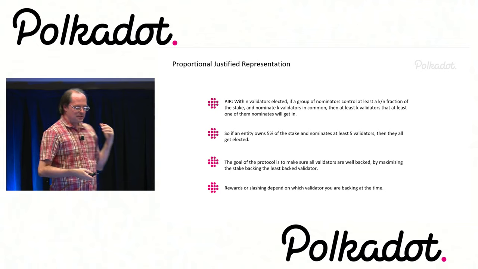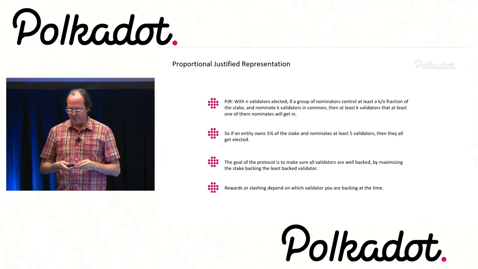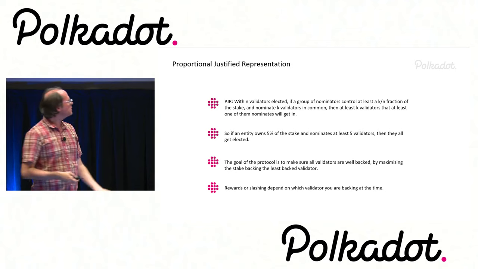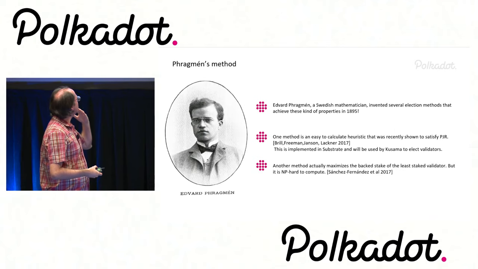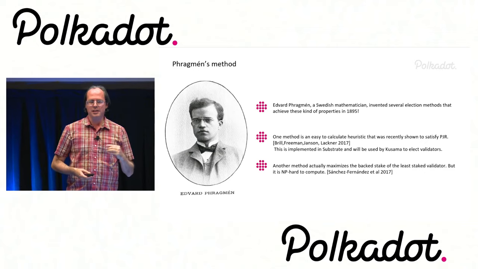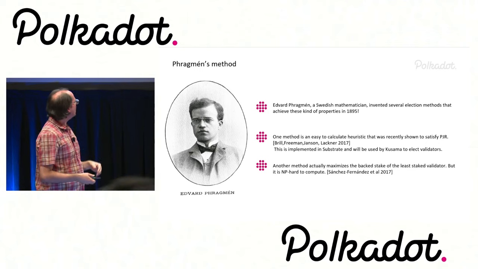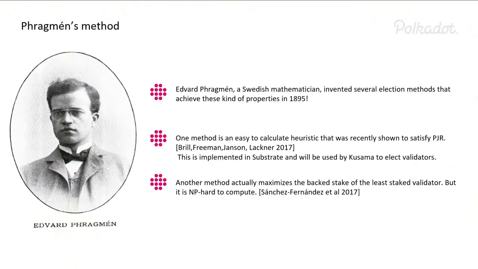So we came up with this problem, had some goes at trying to solve it. And then of course we discovered that election theory is an old subject. We found some other papers on it, and then we discovered the work of a Swedish mathematician back in 1895. He actually came up with a problem which was equivalent to this problem.